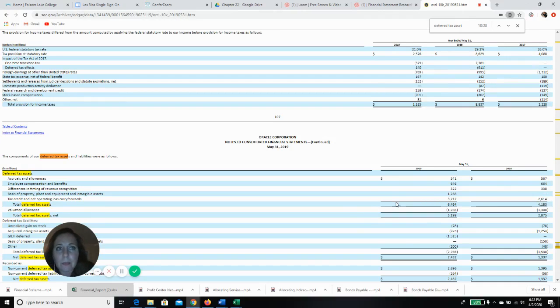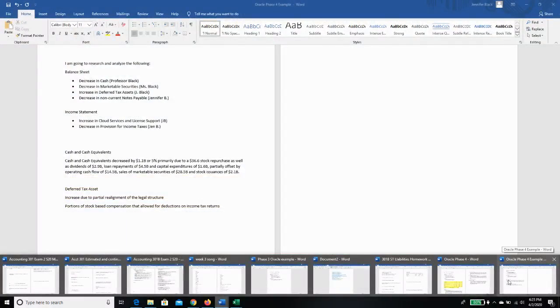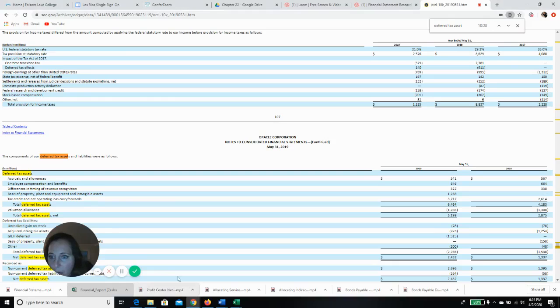So let me add those things. And I think that's probably going to be enough. I'll continue looking through it. So we're going to get rid of this because we said it actually went down. But we said basis of PP&E, which is property, plant, and equipment, and intangible assets. And what was the other thing we said? Tax credit and net operating loss carryforwards.